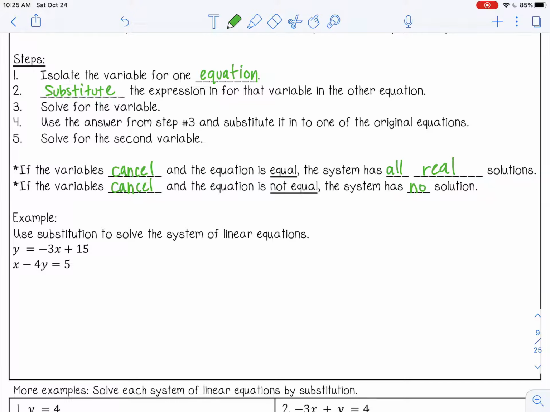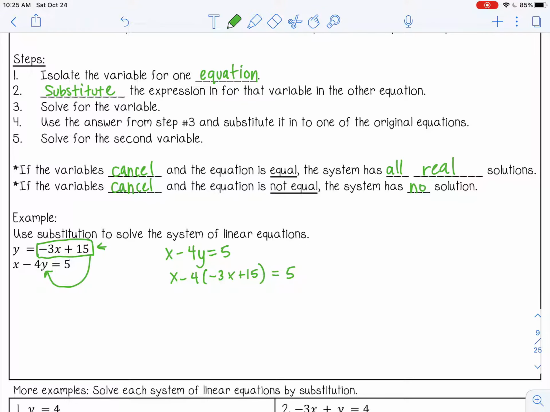So if y equals this expression, negative 3x plus 15, then I can use that and substitute it in for y in my other equation. So here's what I mean. Here's my second equation. I know that y equals this, so I'm going to change y to that expression. Put it in parentheses because this is an expression. And then I'm going to solve for x.